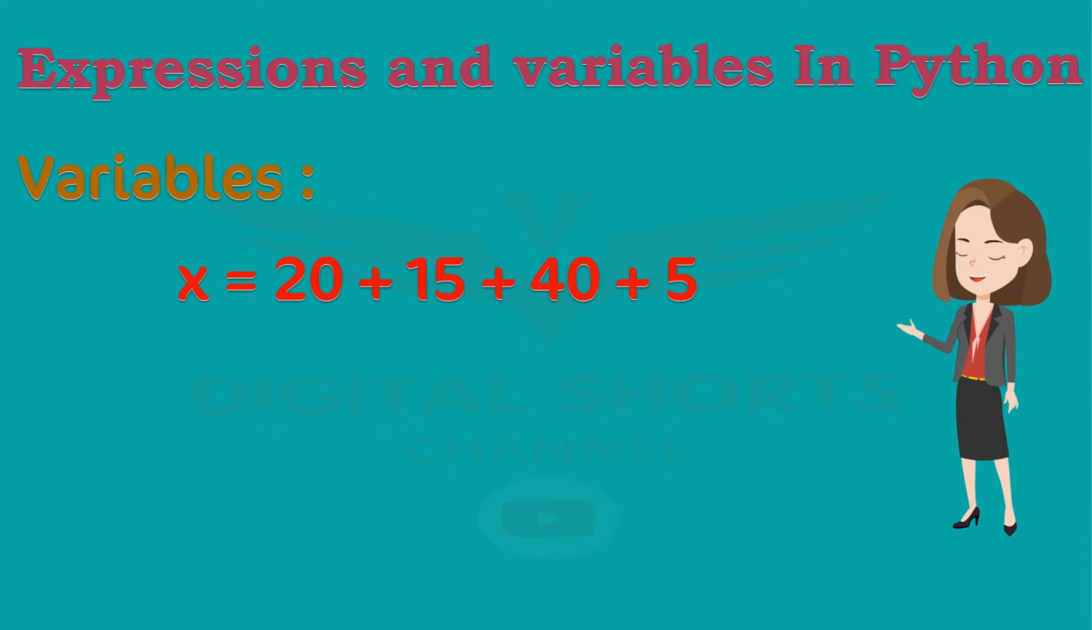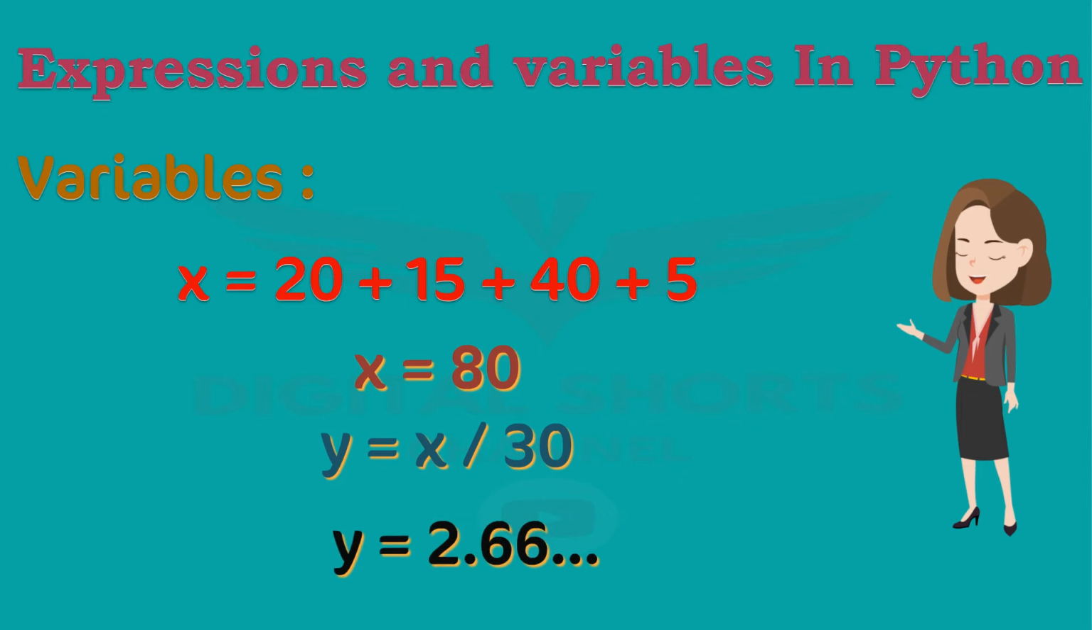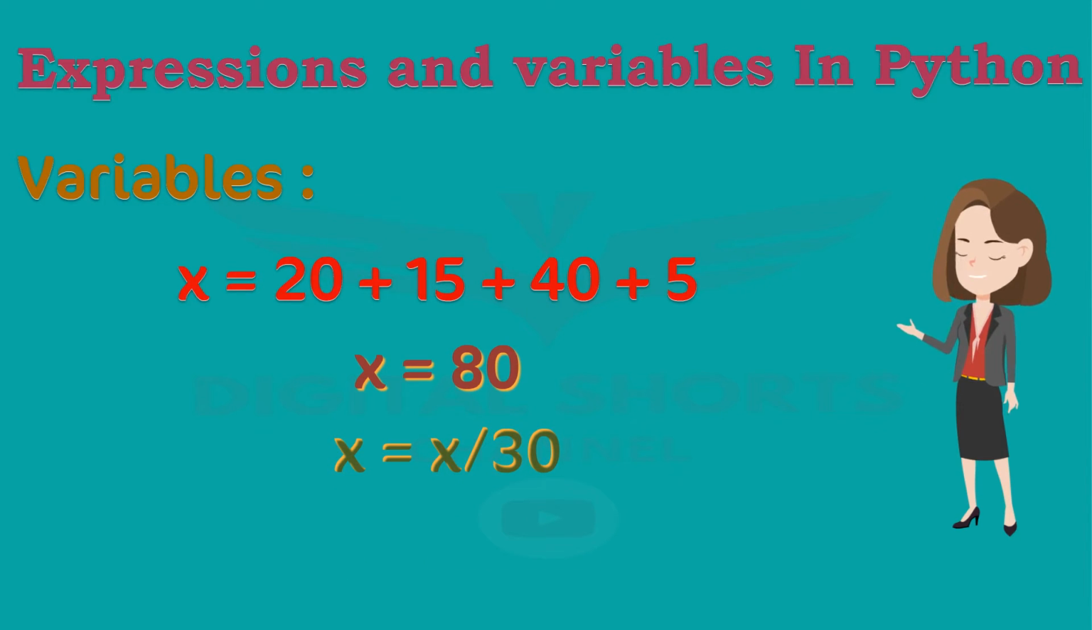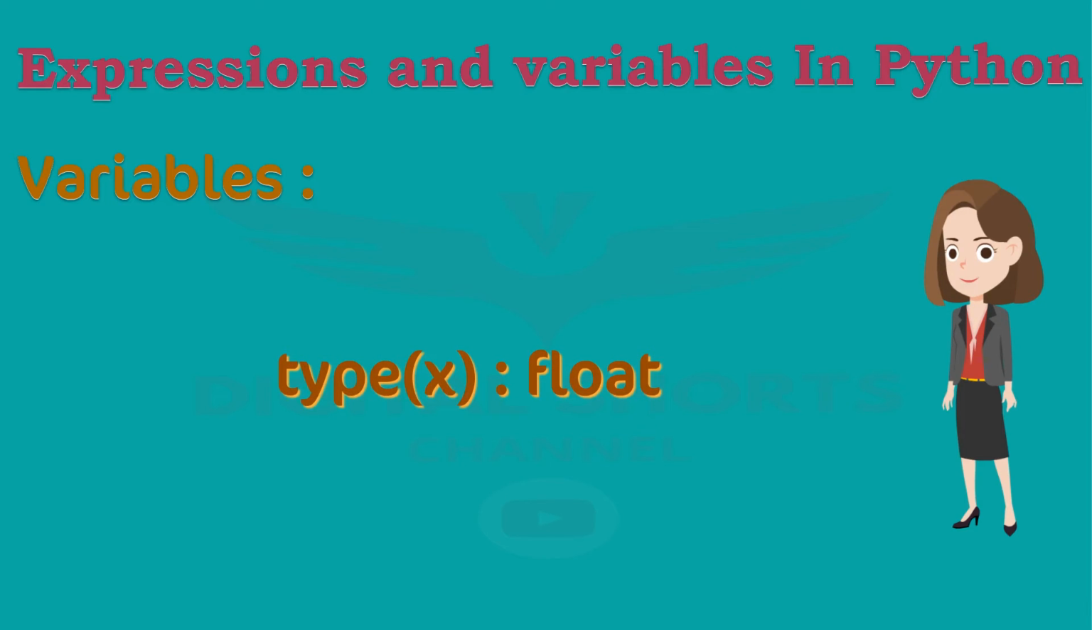For example, we add several values and assign the result to x. x now stores the result. We can also perform operations on x and save the result to a new variable y. y now has a value of 2.666. We could also perform operations on x and assign the value to x. The variable x now has a value 2.666. As before, the old value of x is not important. We can use the type command on variables as well.